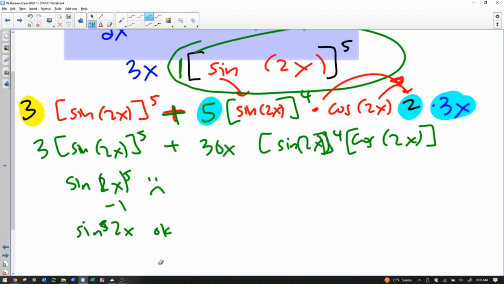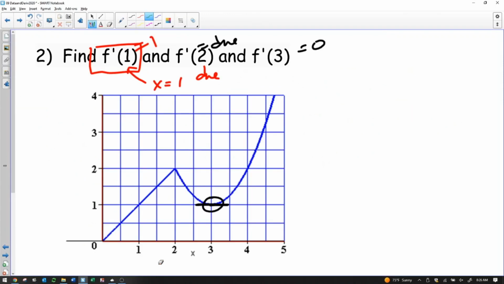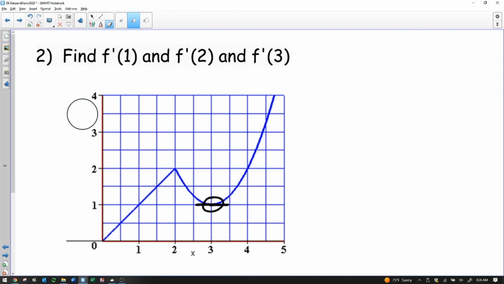Okay. Let's look at this. This is something that's on your test. Actually, warm-ups are always a good thing to look at before your test. If I gave you a graph and I asked you f prime of 1, can you tell me what that answer is? Okay. What's f prime of 2? DNE. What's f prime of 3? Okay, let's look at how you got that.